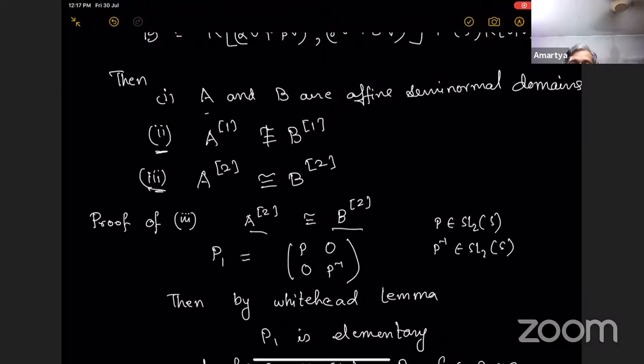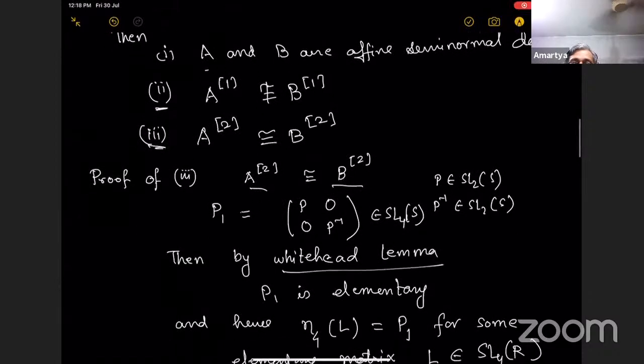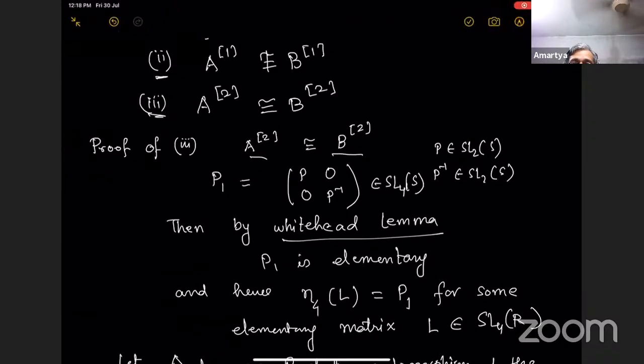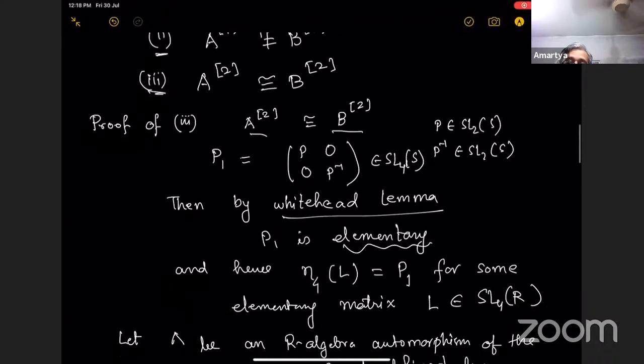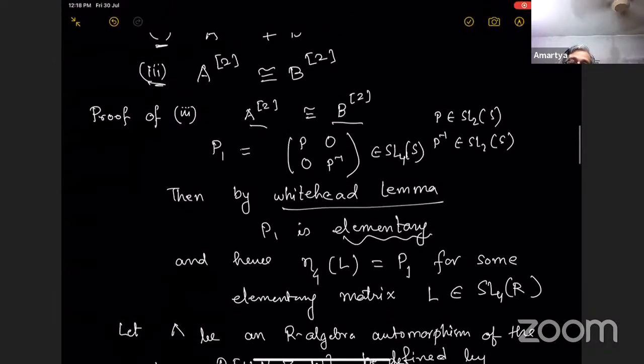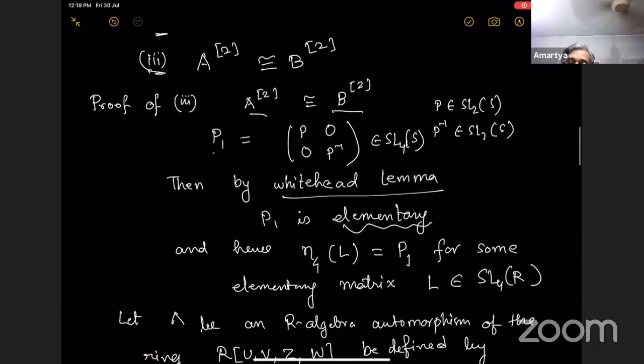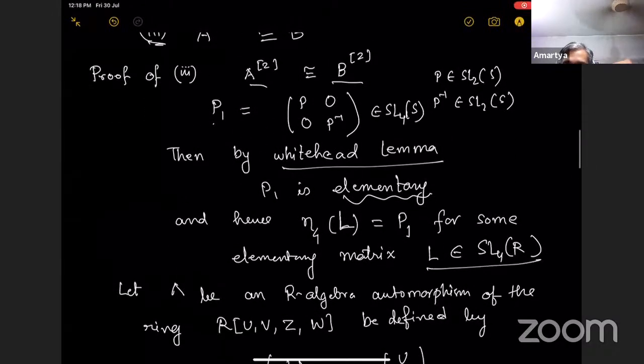And then construct this matrix P1. So this P1 is a matrix in SL4 of S, sorry. And then by the Whitehead lemma, a very famous lemma, this matrix P1 is elementary. Elementary is something I will not define. So if P1 is elementary, then this map eta 4 has a lift. So you can find a matrix L in SL4, an invertible matrix whose image is P1. Because it is elementary, we can have a lift here.